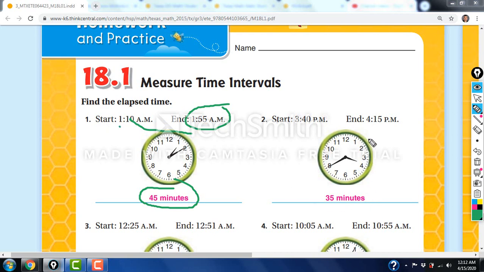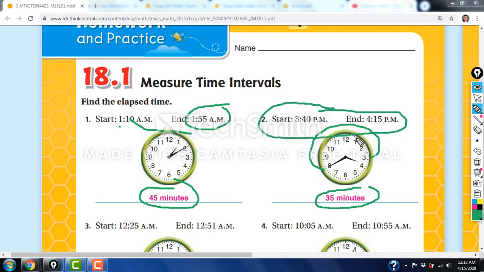Sometimes they're going to jump to the next hour, like this one here. But you know you start at 3:40, so then you count by 5 to here. Then you stop here, and that gives you 35 minutes. It's 5, 10, 15, 20, 25, 30, 35. And if they give you this, you can just do it without even looking at the clock by subtracting those numbers there.